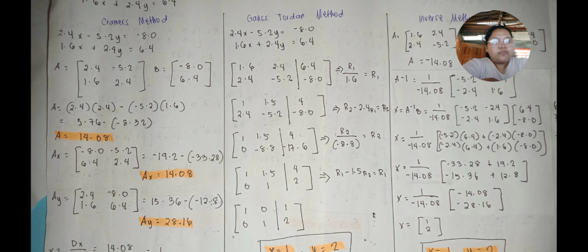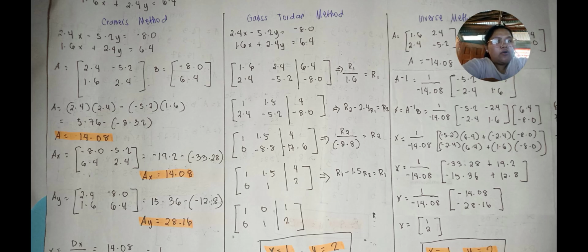By the way, for row 2, yes, to make the negative 8.8 into 1, we are going to divide row 2 by negative 8.8, so it results to 1. So copy the row 1. Next, we are going to apply the formula. So the answer will be 1, 0, 1.5, 1, 4, and 2.